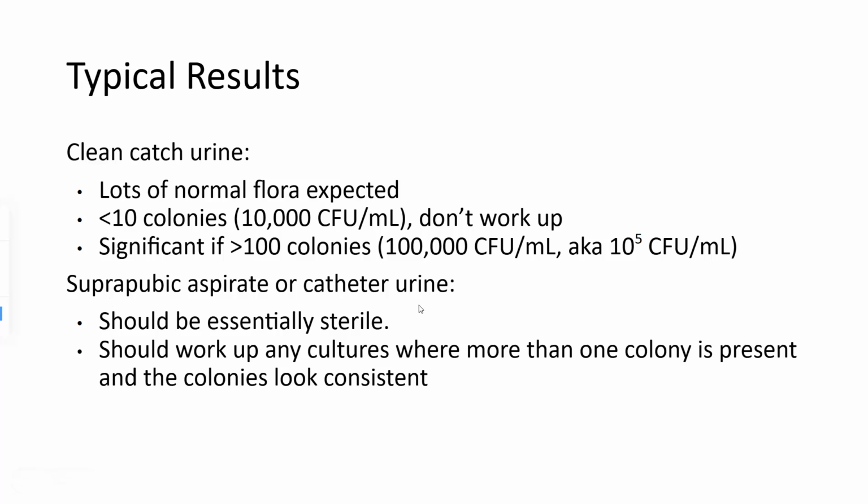Suprapubic aspirate or catheter urine should essentially be sterile. You should work up any cultures where more than one colony is present and the colonies look consistent.